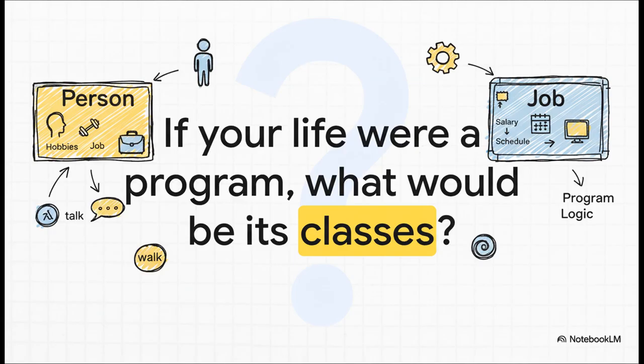I'll leave you with one final thought to kind of bring this all back home. If you had to model your own life as a program, what would the main blueprints be? A person class? Maybe a job class? Or a hobby class? What kind of data and actions would they have? It's a pretty fascinating way to think about the structures that define our own reality.